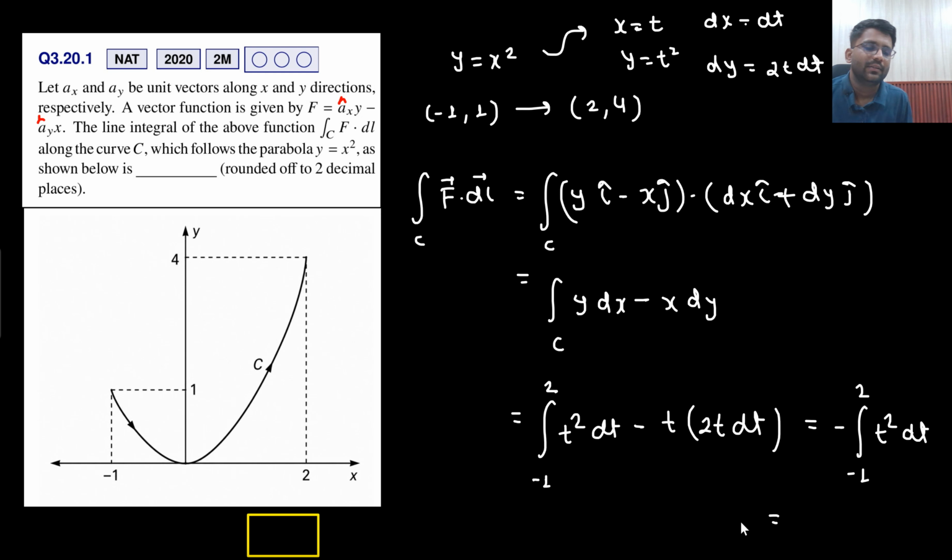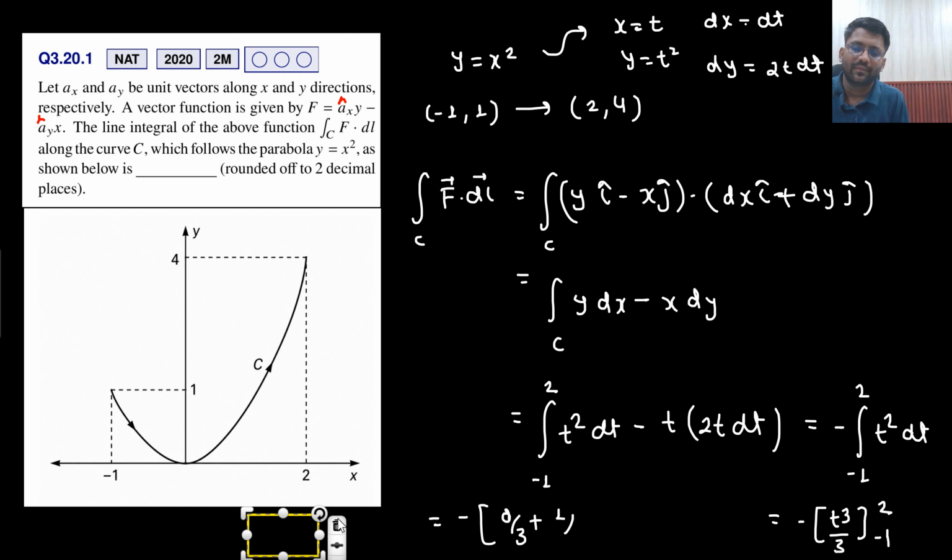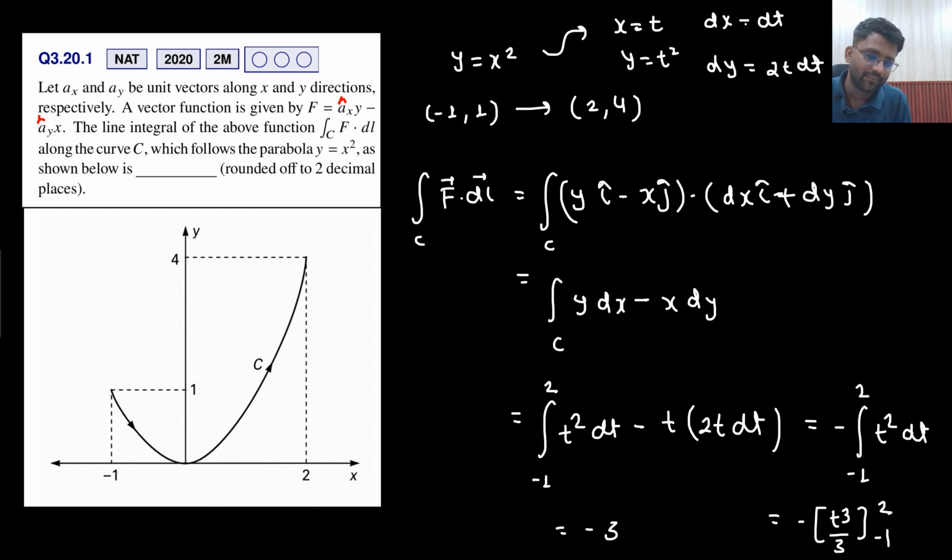t cube by 3 from -1 to 2. So what answer do we have? Minus sign outside, 9/3. So -3 is the answer that we are getting. When you put the limit, the answer you get is -3.